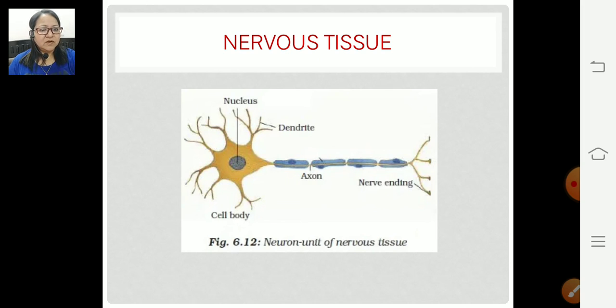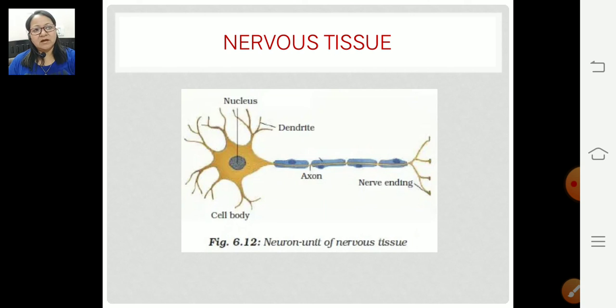Here is a diagram of a neuron. It consists of a cell body which has a prominent nucleus and cytoplasm. Then you can observe short and highly branched structures arising from the cell body that are called dendrites. These collect the stimulus from the sense organs and then forward it towards the cell body. Then the cell body forwards this impulse towards the next part, that is the axon. It is a long, unbranched fiber, and its terminals have the nerve endings which make contact with the next neuron or nerve cell.